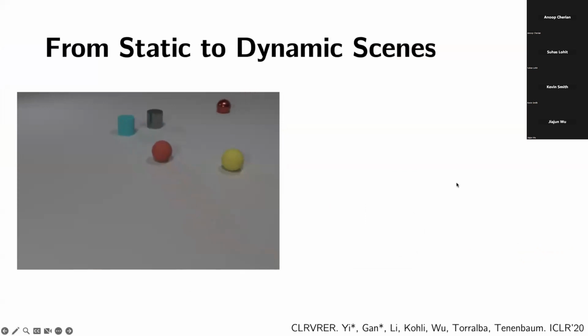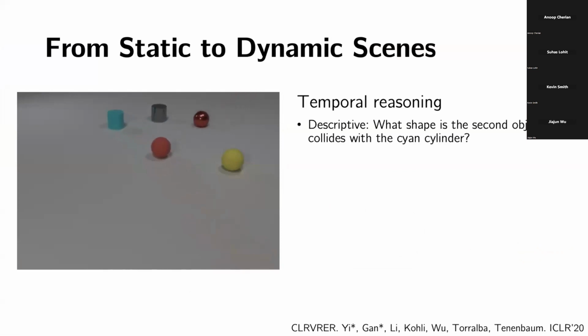So here you can ask more interesting questions beyond what's the object that is there, what's the color. You can of course do temporal reasoning. What shape is the second object that collides with the cyan object sitting there? So you have to understand this temporal order. What do you mean by second, or by first, or by last? But you can also do some sort of causal reasoning as well.